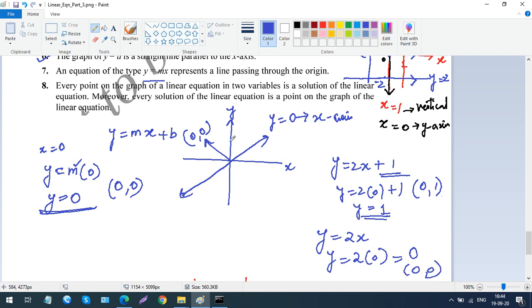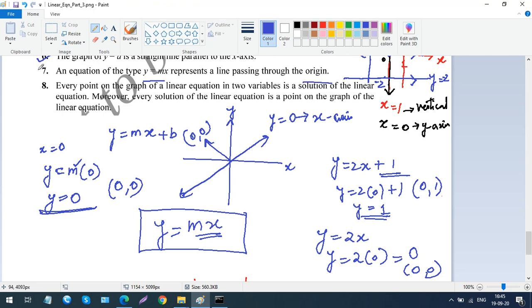So any equation of this form, y equals just mx, that is, you have a number only with the variable x, and there is no other constant, then this is definitely going to be a line which passes through the origin. Origin is nothing but 0 comma 0.